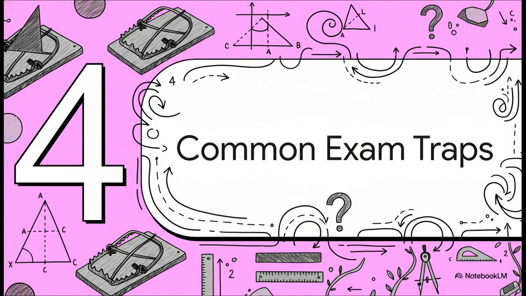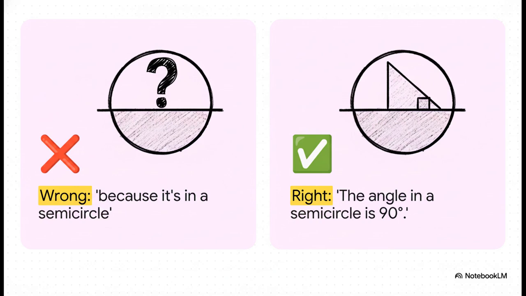You know what? Since we're on the topic of traps, let's go a little deeper. I want to show you the two most common, highest stakes mistakes that students make year after year after year. Let's break them down so you can avoid them. Yeah, we've touched on this already, but it's so important it needs its own special warning. Trap number one is just vague reasoning. Writing something like, because it's in a semicircle, will get you exactly 0 marks. Why? Because that's an observation, it's not a reason. You have to state the full formal property. The angle in a semicircle is 90 degrees. Remember the analogy. You have to name the law, not just point at the crime scene.